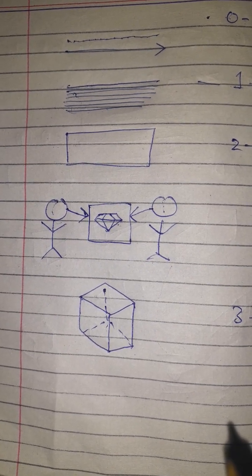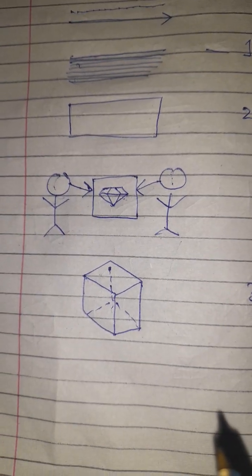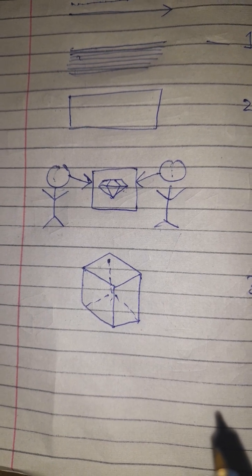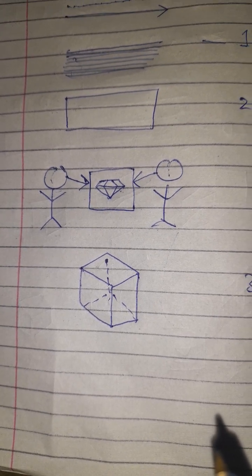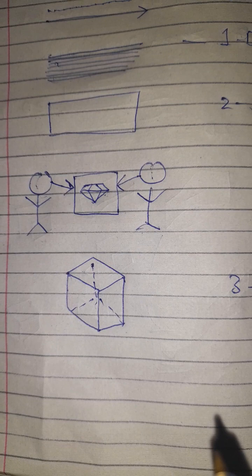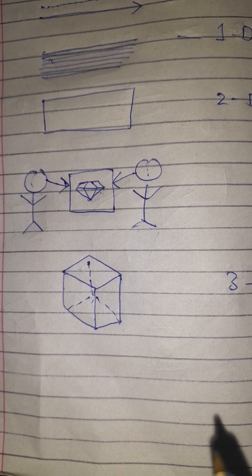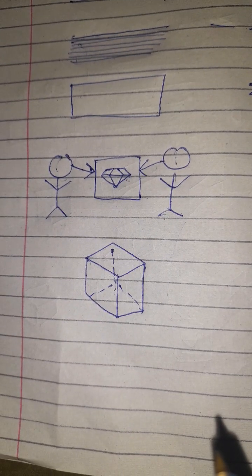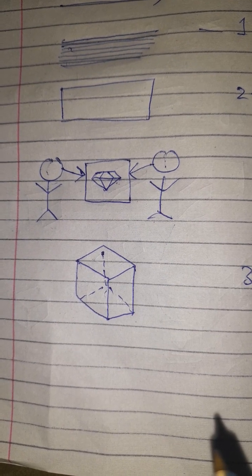For example, here are two-dimensional beings, and they have a box which has a diamond in it. Now, they cannot see this diamond because their view is being blocked by the box. And so these two-dimensional beings can only perceive 1 dimension at a time, just as we as three-dimensional beings can only perceive 2 dimensions at a time. The diamond is invisible to these 2D people.